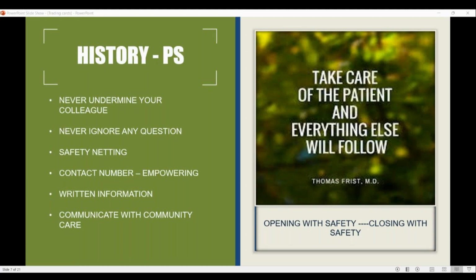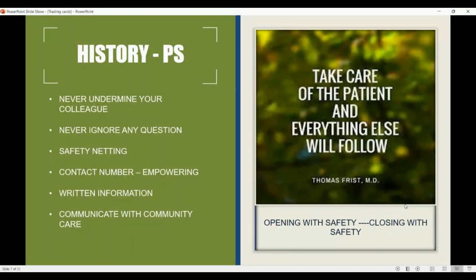So that's again a history taking part also, that you have to check for bleeding, any discharge in obstetric patients, or any leaking. If you had any pains you have in a term patient, then in the end you have to give the contact number, written information, and communicate with her community care. So take care of the patient and everything else will follow. Opening with safety and closing with safety.